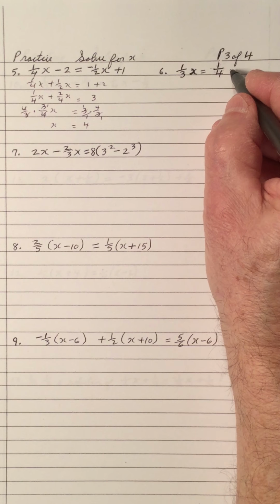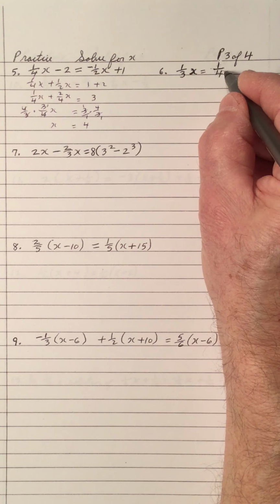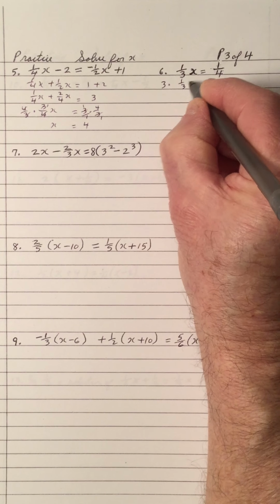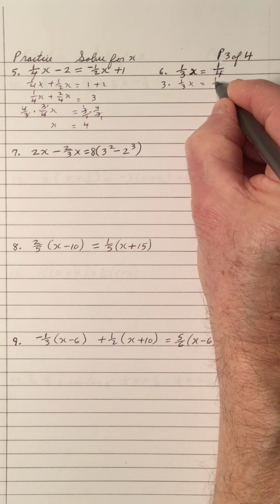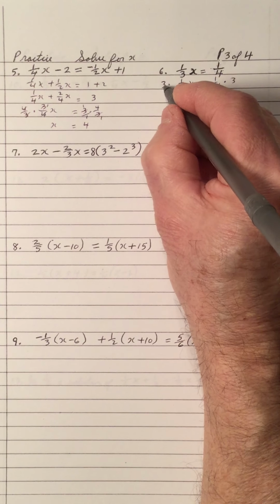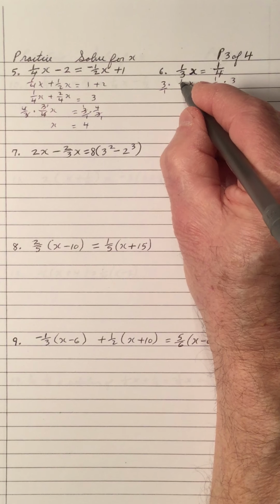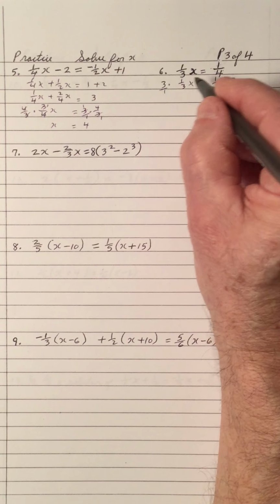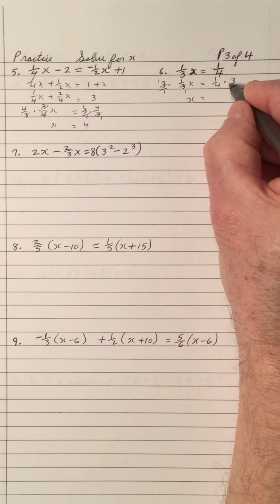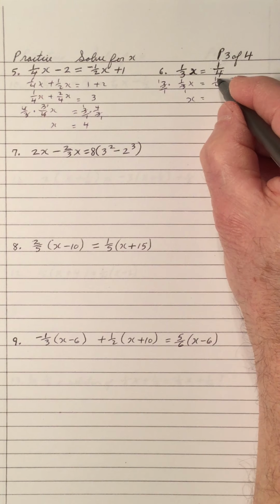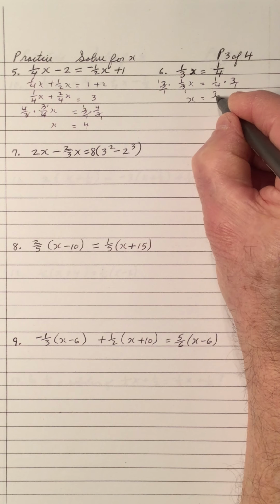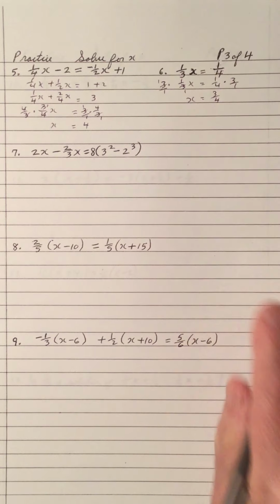Number 6, x's are on the left, numbers are on the right, so I multiply both sides by the reciprocal. The reciprocal of 1/3 is 3. Multiply both sides by 3. 3 is 3 over 1 understood. So when you have 1/3, the reciprocal is just 3 or 3 over 1. The 3's cancel out. 3 over 3 is 1. And that's a 3 over 1 understood. So no cancellation. So 3 times 1 is 3. 4 times 1 is 4. So the answer to this one is 3/4.